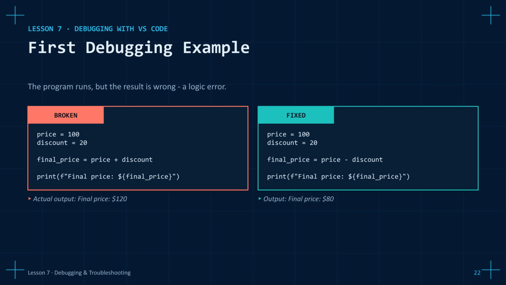In this debugger example, our price calculation contains a logic error. Stepping through the code reveals that we are adding the discount instead of subtracting it. By watching the variable value change in the debugger, we quickly identify the bug, change the operator to minus, and correct the final output.